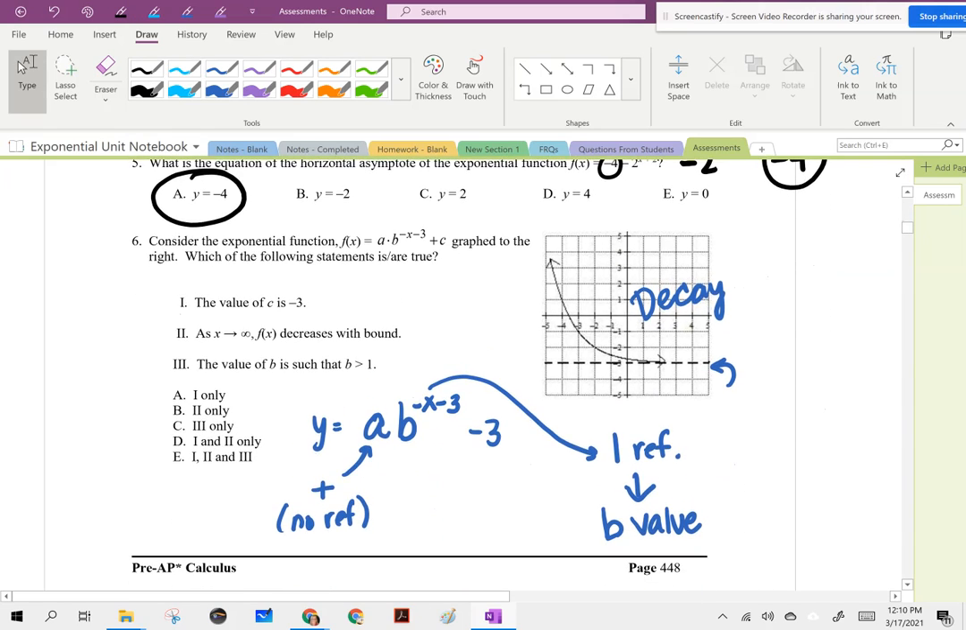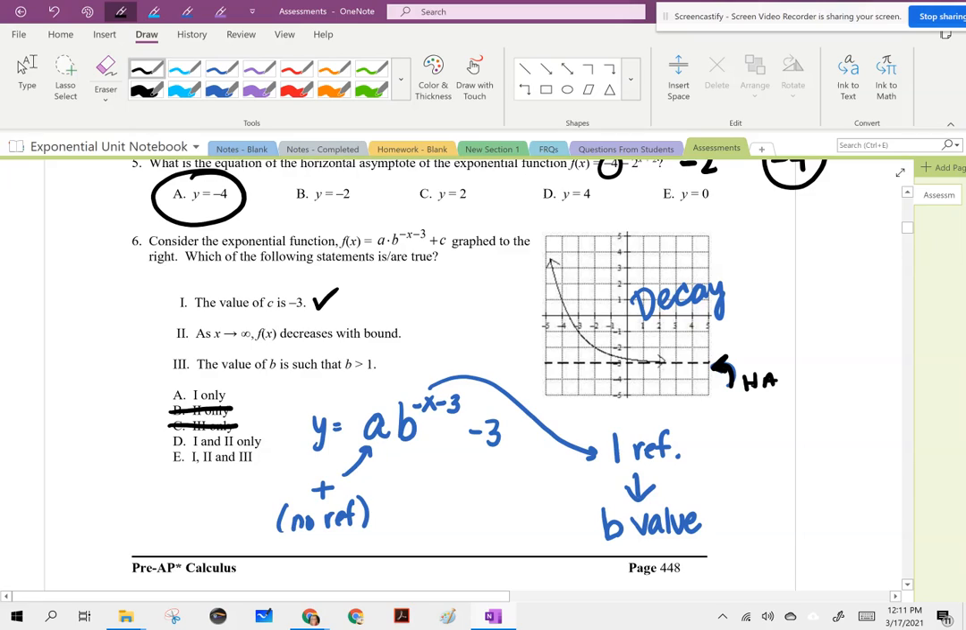So let's take a look at number 6. It says consider the exponential function, and it gives you the form right here. And it says it's graphed at the right. Which of the following are true? So let's go through this and figure out which ones are true or not. It says the value of C is -3. Well, -3 is right here, and C is the horizontal asymptote. And so that is correct. So we know that Roman numeral 1 is good. So that means we can get rid of B and C already.